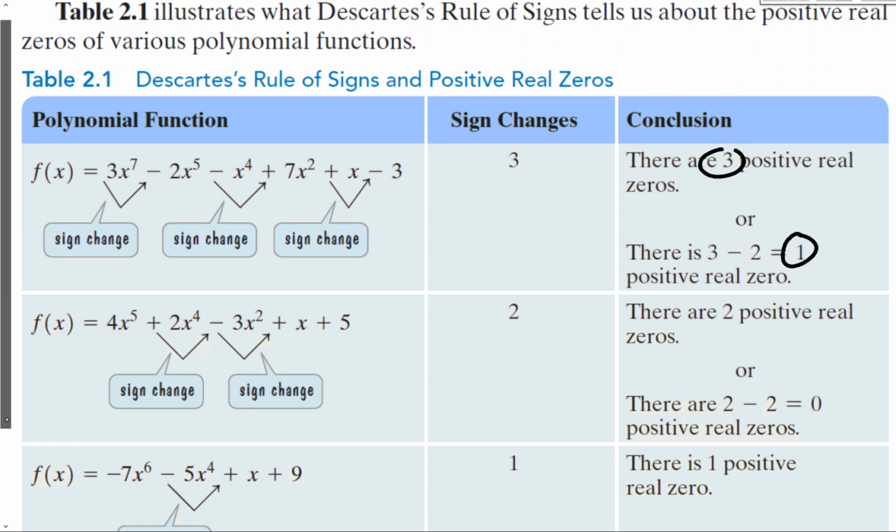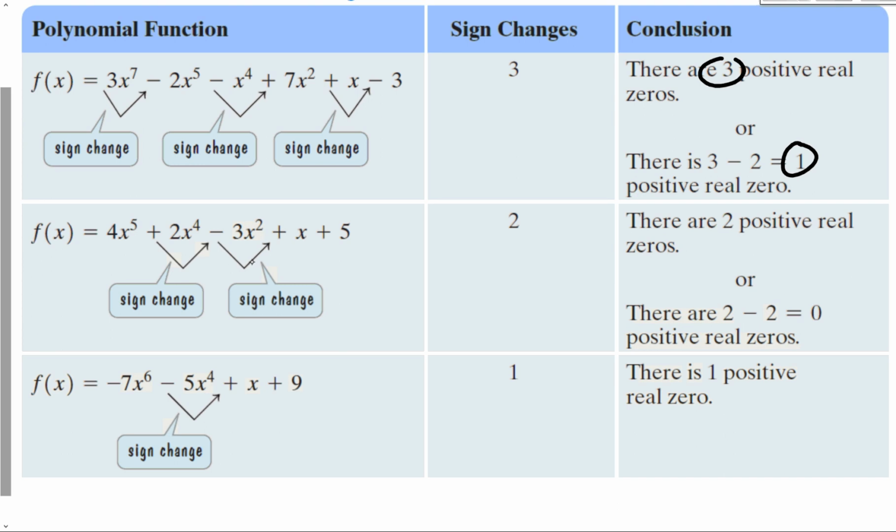Okay? Here is another function. Positive, positive, no sign change. To negative, that's 1. To positive, that's 2. Stays positive. So that's 2 sign changes. So there are 2 or 0 positive real zeros.